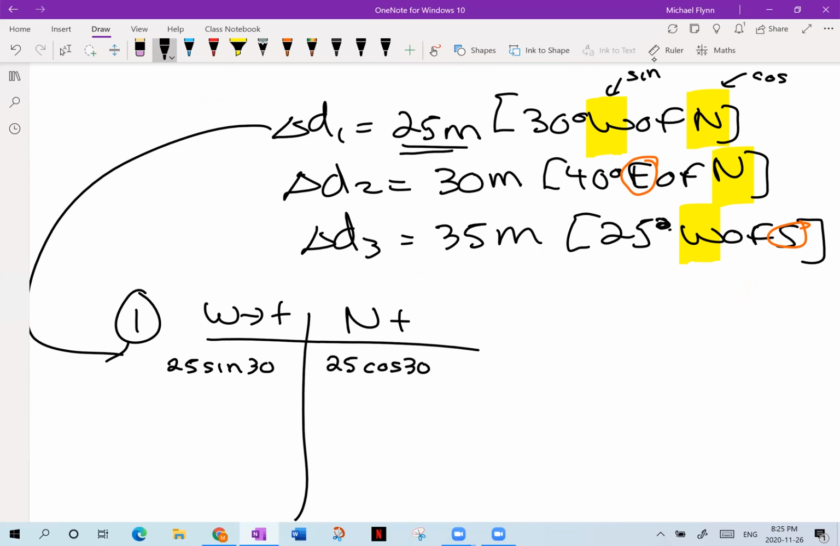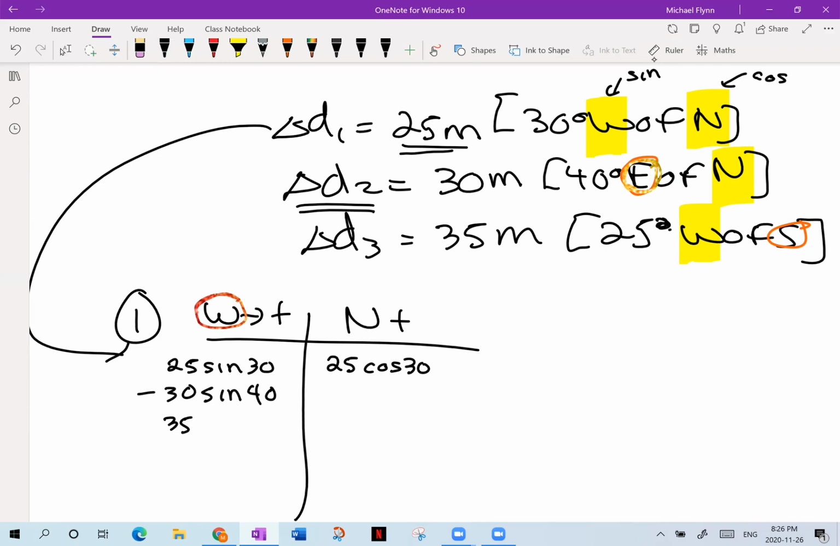Okay. Now I do the same thing with vector number 2. Put it right underneath it. This one is going to be negative 30 sine of 40 degrees. Now, why did I write negative? The reason why I wrote negative is because this vector is east, but we said west was positive. Since it's east, I have to make it negative, and you've got to do that, otherwise you're going to be making a mistake.